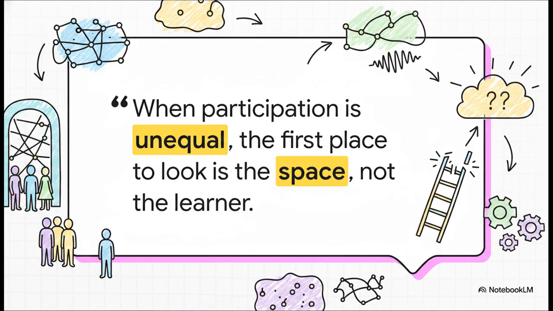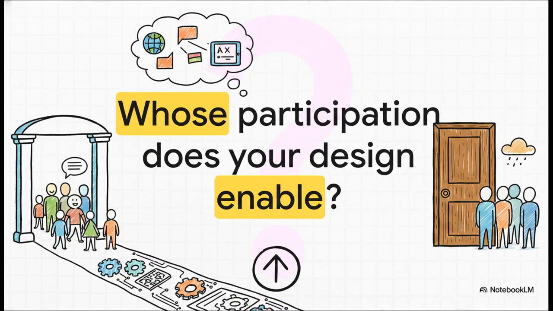Seriously, if you take away only one single thing from this whole explainer, let it be this incredibly powerful insight from the source material. When participation is unequal, the first place to look is the space, not the learner. Wow. I mean, it is just so tempting to shrug and say a student is just shy or unengaged, right? But the reality is, limited participation is usually a structural flaw in the digital architecture we've built, not an individual student's failure. Which leads us perfectly to our final provocative question for you to ponder.